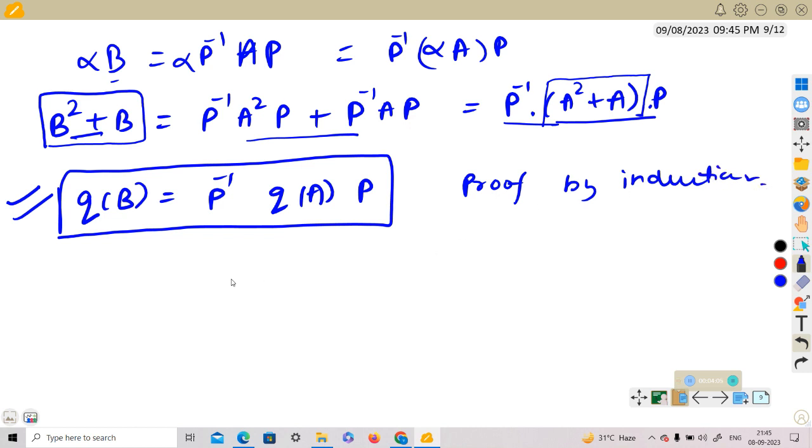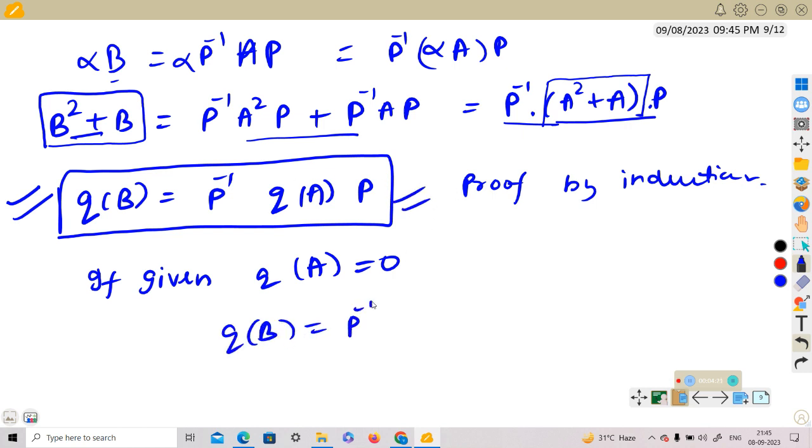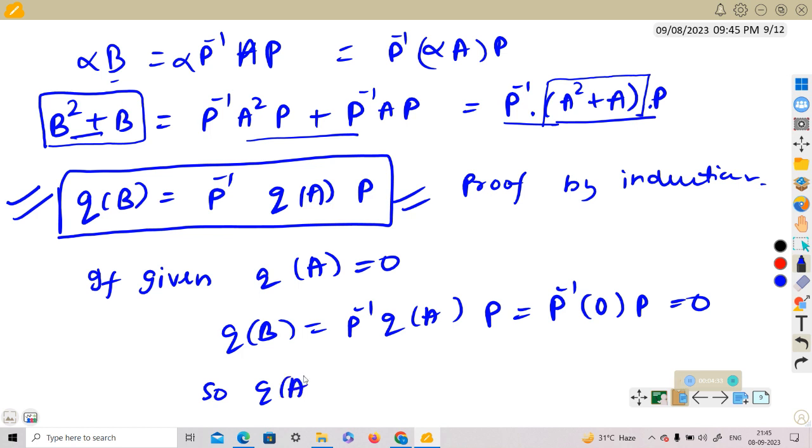Okay, now we get to the main question. If given Q(A) is equal to 0, then what happens from this? Q(B) will be P inverse Q(A) P equal to P inverse 0 P. This is equal to 0. So any polynomial which is satisfied by A implies that polynomial must be satisfied by B.